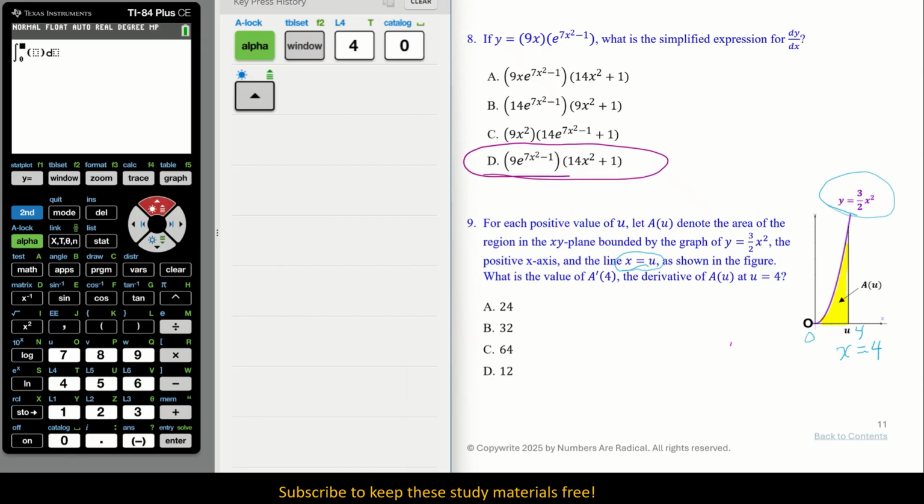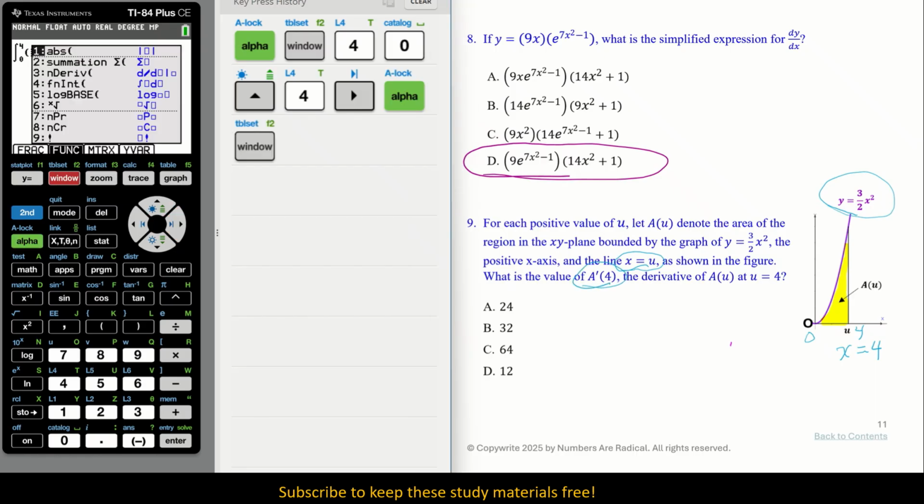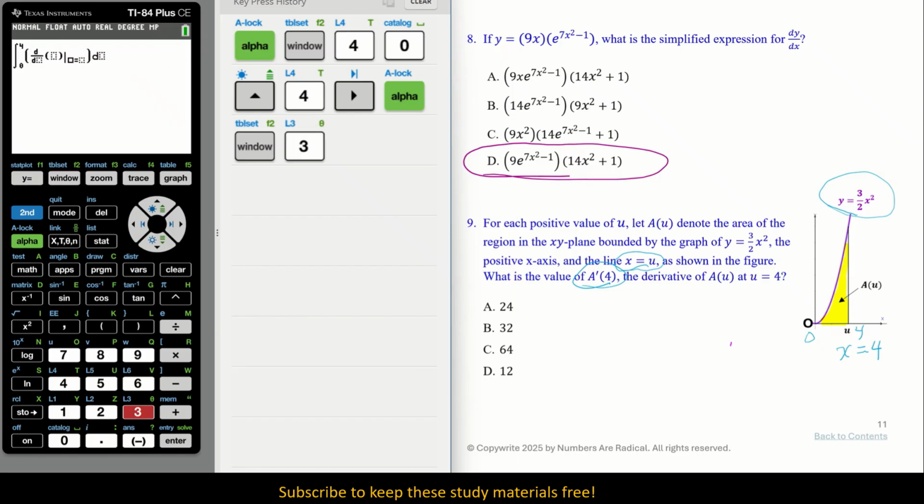So 0 up and 4 and over. Now, we need to take that derivative, the first derivative, because that is what they're telling us to do here. So what do? Alpha window again, but in this case, we need number 3. Okay, now keep it in generalities. I'll show you what I mean here.